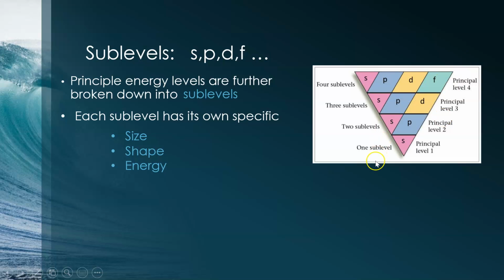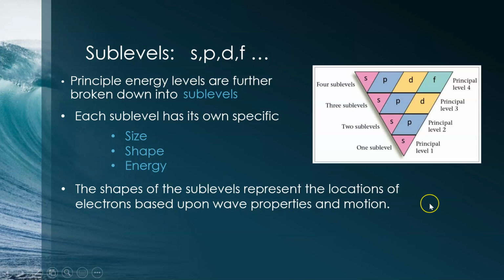But you can see that in the different principal energy levels, some only have an S, some have S, P, D, and F, and so forth. The shapes of the sublevels represent the locations of electrons based upon some really complicated math based on wave properties and motion, and that's stuff that we're really not going to learn how they got. We're just going to accept the fact that they got it.